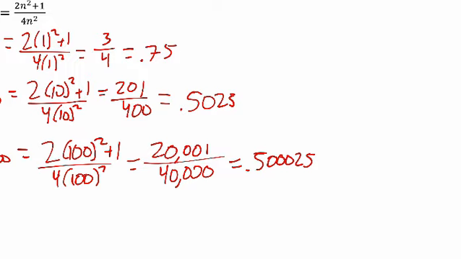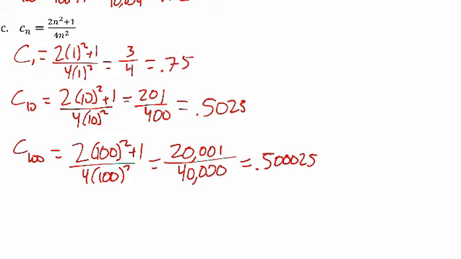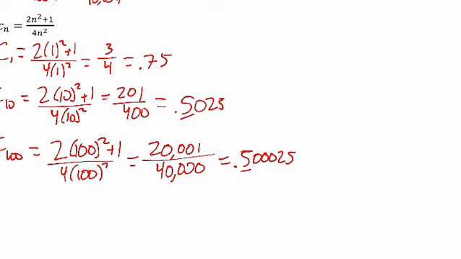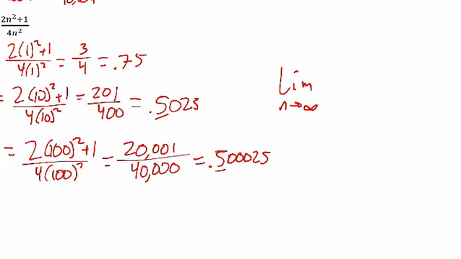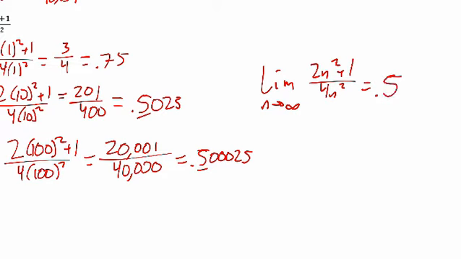You'll notice we just keep adding more and more decimals. If we went to 1,000, we'd add more decimals. If we went to 1,000,000, we'd add even more decimals. But at that first decimal place, you'll notice it's starting to be consistent already. So I'm going to say the limit as n approaches infinity of (2n squared + 1) over 4n squared is getting closer and closer to 0.5, or as a fraction, 1/2.